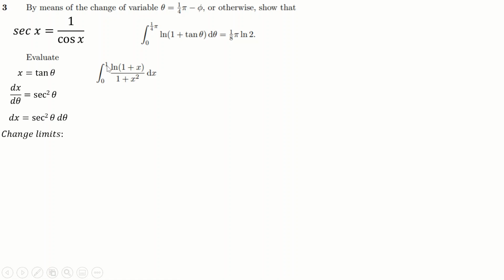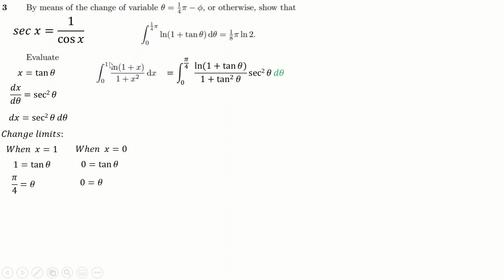So when x is 1, what's tan theta? Well, we've seen this before. We did it the other way around. Theta is pi over 4. And when x is 0, tan theta is 0, which means theta is 0. And so my new limits become pi over 4 and 0, which is amazing because that also lines up with the limits of the integration that I know how to do, which means this is probably on the right track.